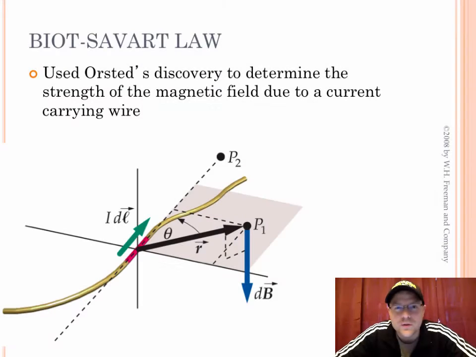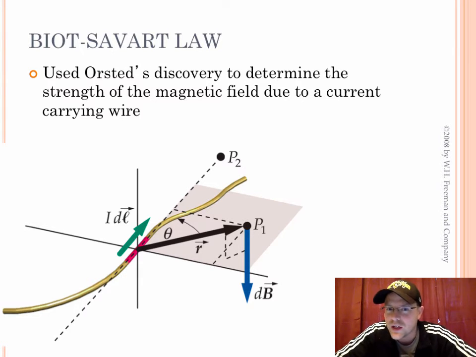Hey everyone, we're going to dive further into Ørsted's discovery about magnetic fields due to current carrying wires. We remember back in electricity, we said that if you had a single charge, it fell off by 1 over r squared. But if we took that single charge and stretched it out over a uniform line charge distribution, we saw that the infinite line of charge ended up falling off as a 1 over r relationship instead of 1 over r squared.